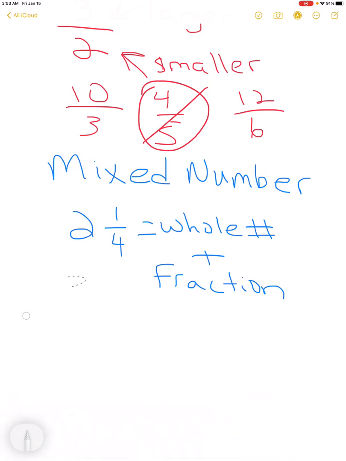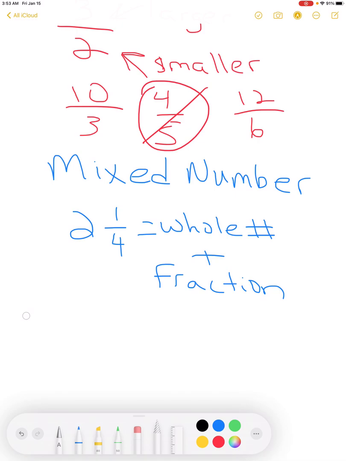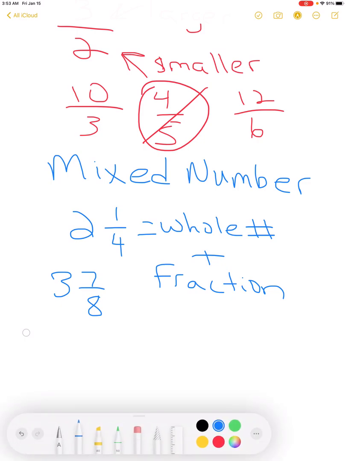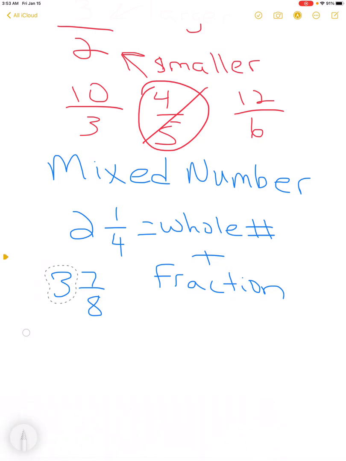Let's think of another example for a mixed number. What about 3 and 7/8? That's a mixed number because we have a whole number plus a fraction. Very good.